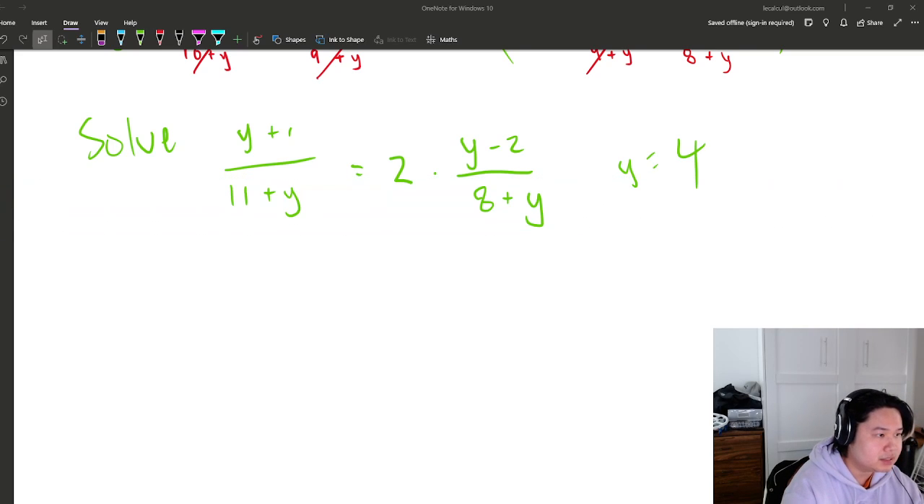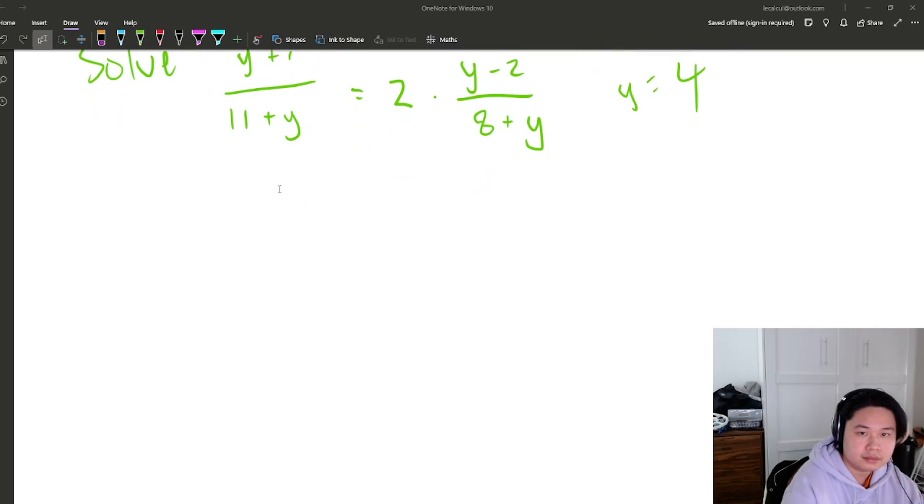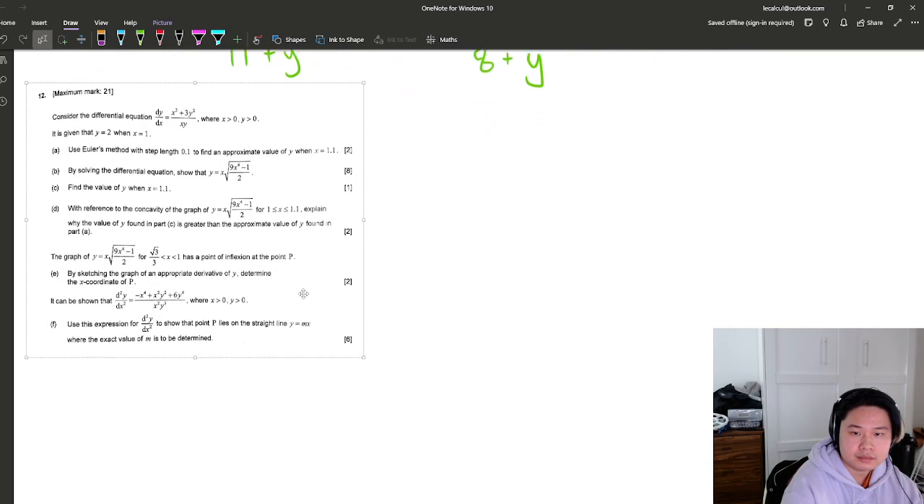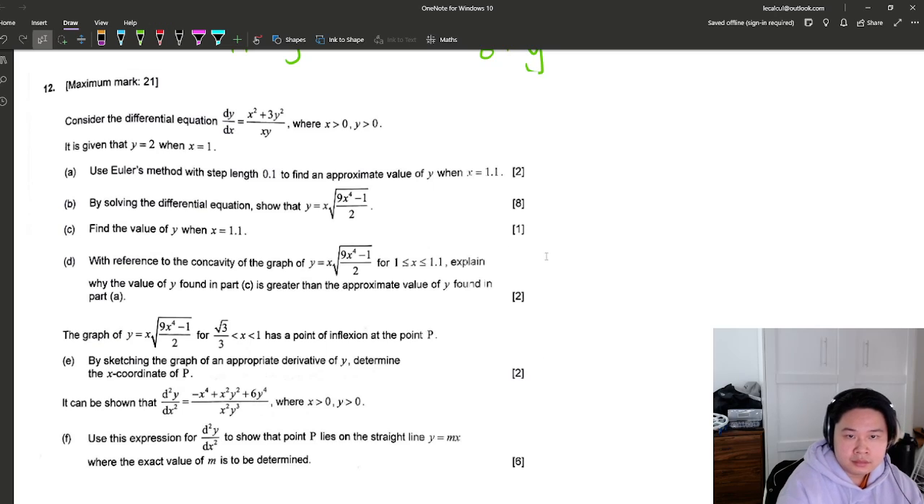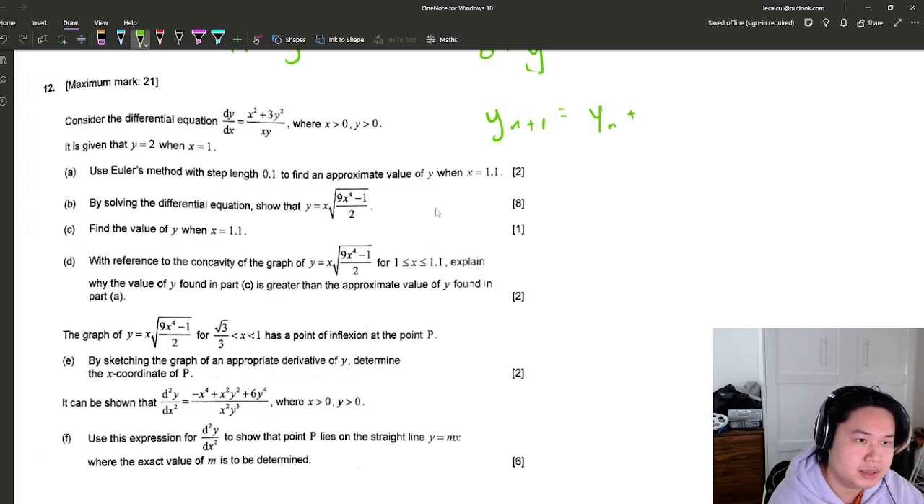Oh my god, this does not look fun. Okay, consider the differential equation. Y is 2 and x is 1. Use Euler's method. Okay. Step length 0.1. Find the approximate value when x is 1.1? Wait, that's only one step. I mean, it's only worth 2 marks. Okay, so Euler's method. Y n plus 1 is equal to yn plus your function, which is the derivative in terms of y and x, times your step. But we're only doing one step, so this should be pretty straightforward.